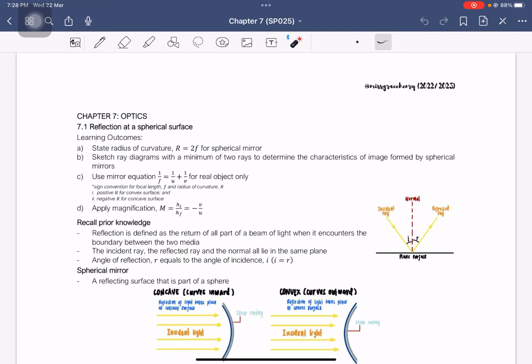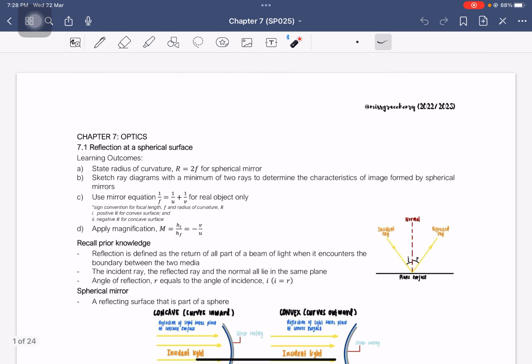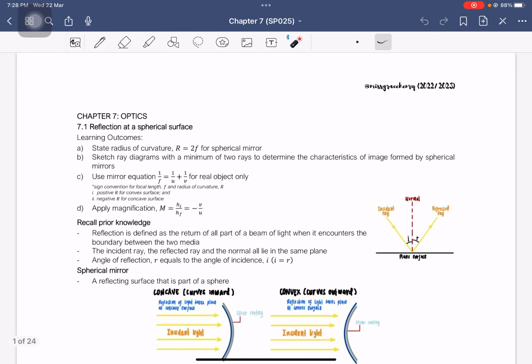Hello everybody, so today we will be entering chapter 7, which is on optics. There are 9 subtopics in this chapter. Basically it is a combination of 2 chapters, so it has geometrical optics and physical optics. The first subtopic is on reflection at a spherical surface, which will be focusing on mirrors.